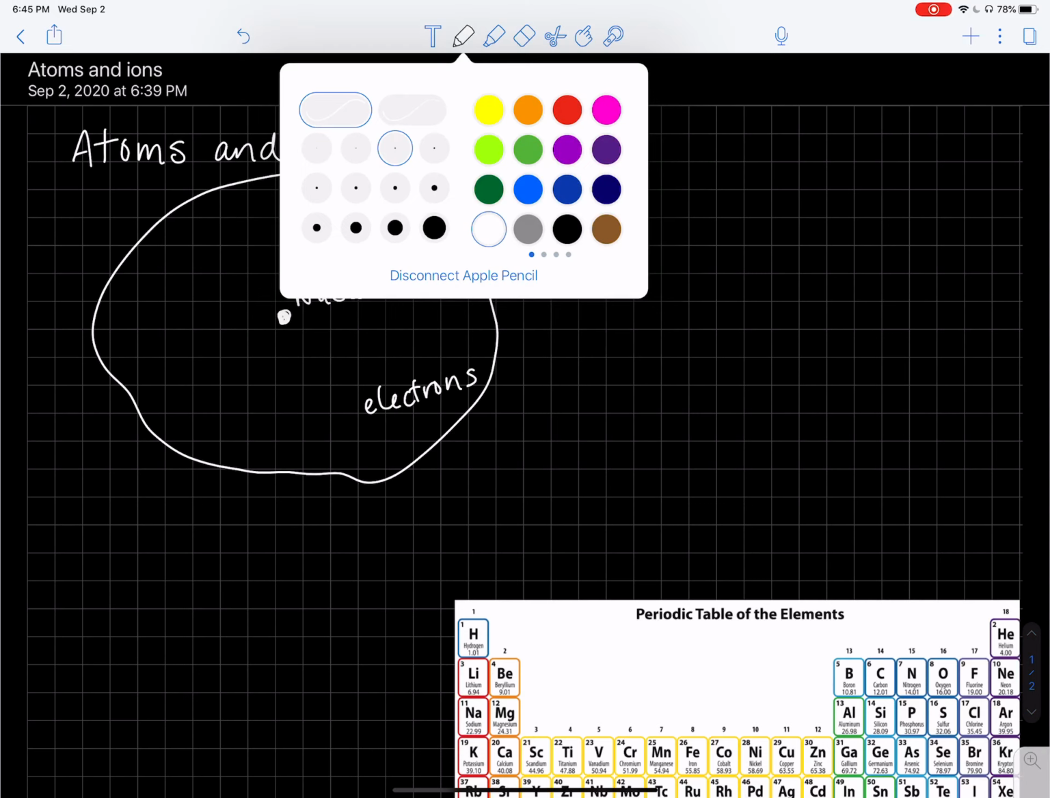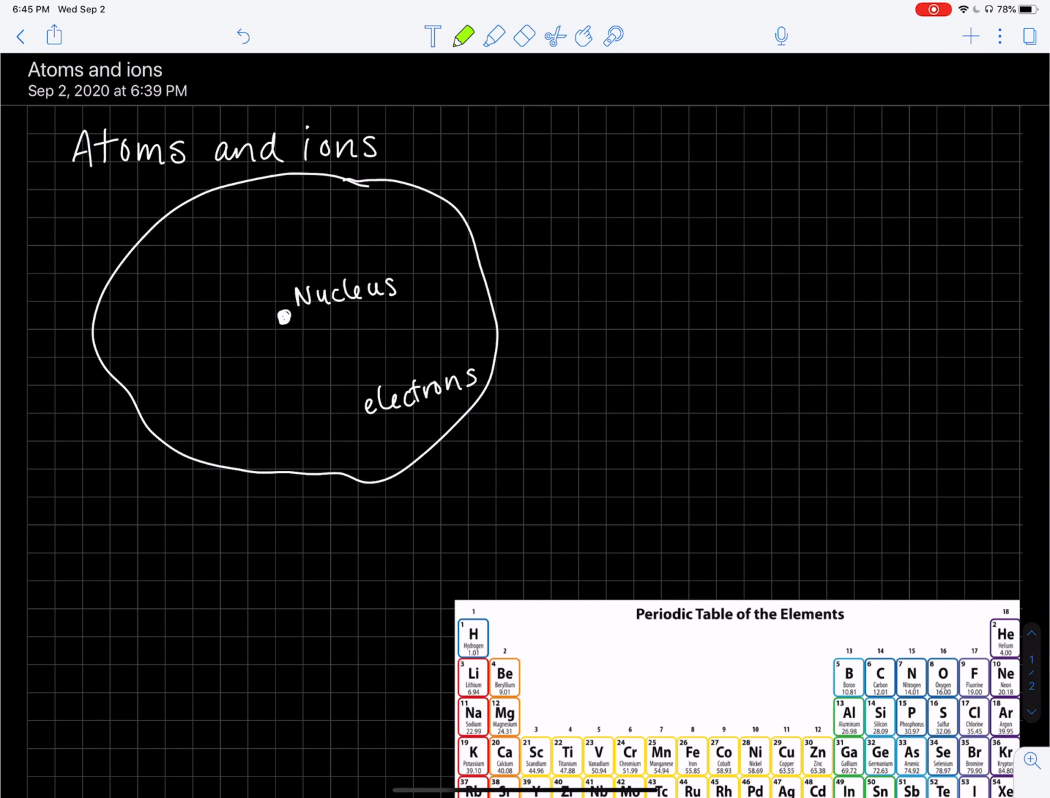So the nucleus contains two kinds of particles. It contains protons and neutrons, and the electrons are just electrons. Protons are a particle that has a charge of +1. Neutrons don't have any charge; they're neutral. Electrons have a charge of -1.